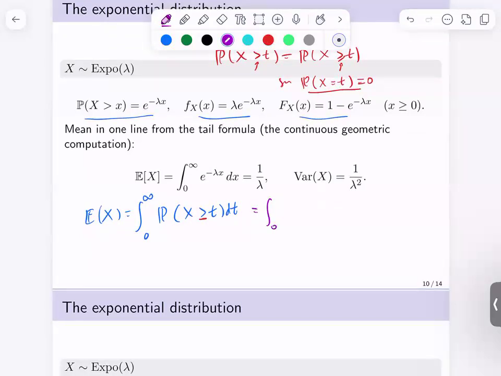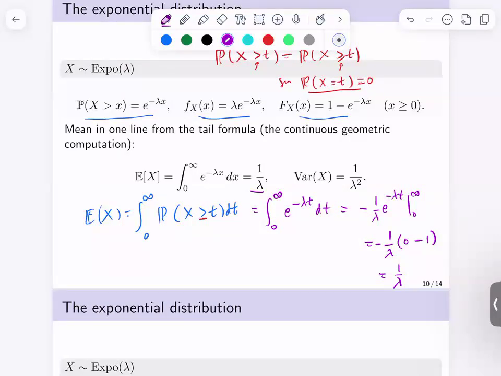So this gives me the integral from 0 to infinity of the tail probability. This would be negative 1 over lambda e to the negative lambda t from 0 to infinity. And basically you get 1 over lambda times 0 minus 1, so you get 1 over lambda. So the expectation is 1 over lambda.